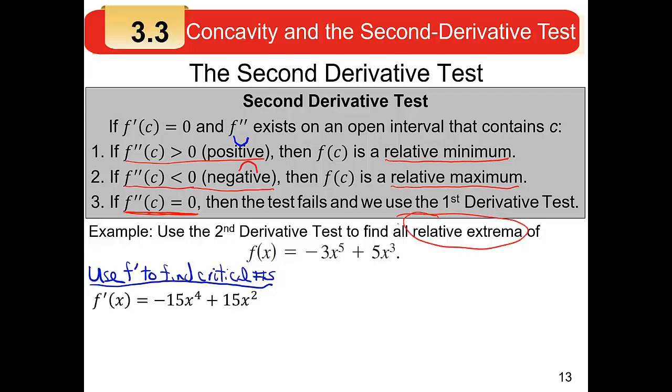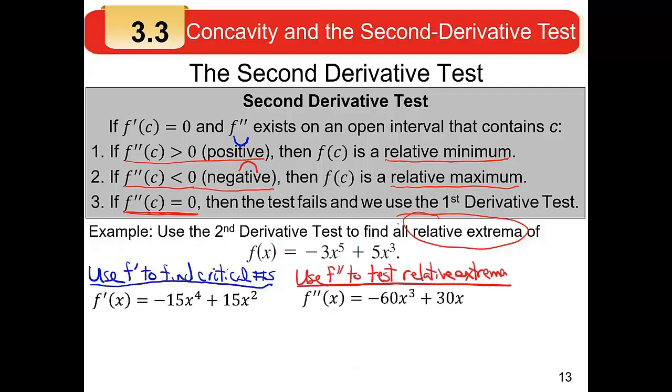The first derivative is going to be negative 15x to the fourth plus 15x squared. We're eventually going to need the second derivative to test those relative extrema. So I'll go ahead and calculate it because it's easy at this point. The second derivative would be negative 60x to the third plus 30x. Now you can wait a bit to calculate the second derivative if you want to, because we really have to go back to the first derivative and find those critical numbers.